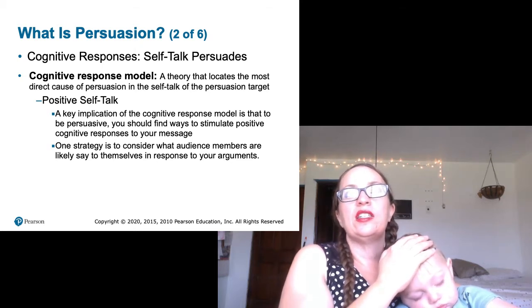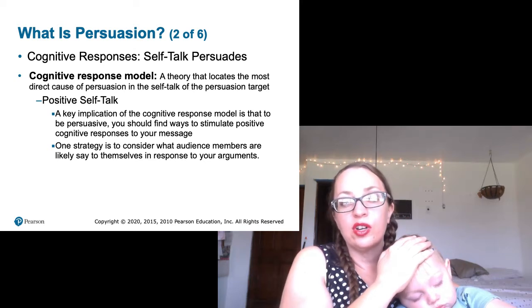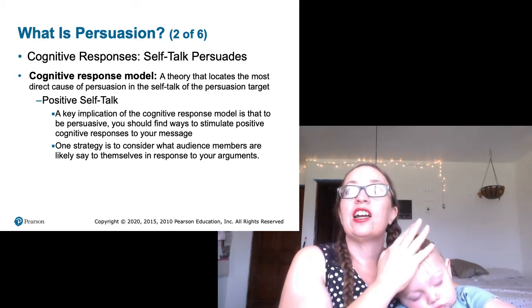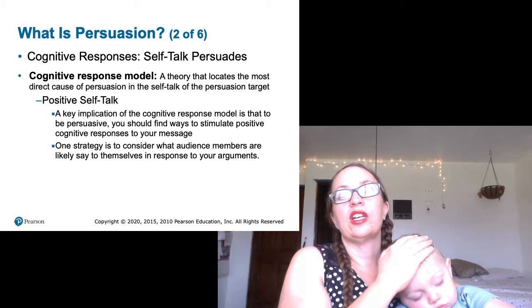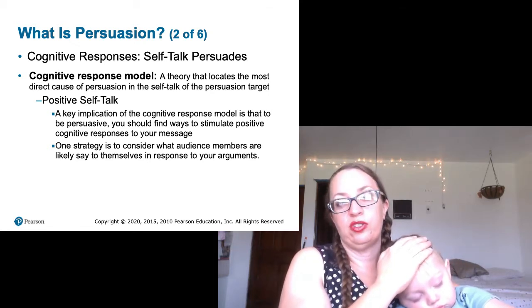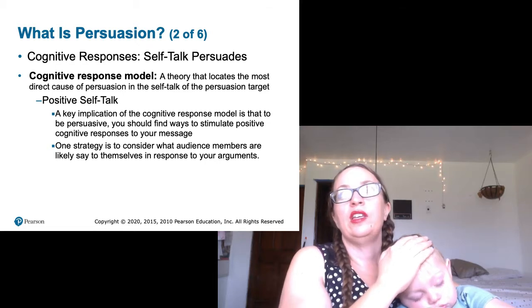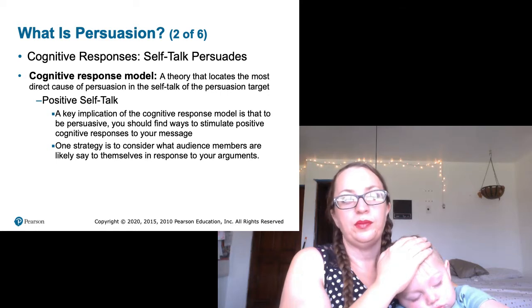So besides considering features of the intended message, like the strength and the logic of the argument, you should take into account an entirely different set of factors that are likely to enhance positive cognitive responses to your message. If you are the one trying to create the change, you want to induce positive self-talk. You want to do something to get the person thinking positively about your message.